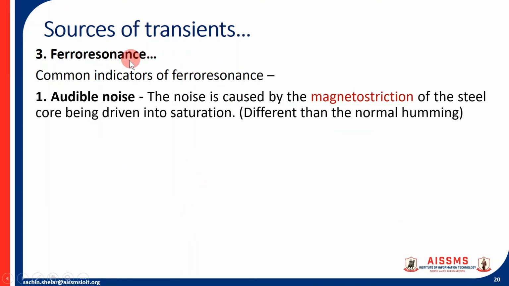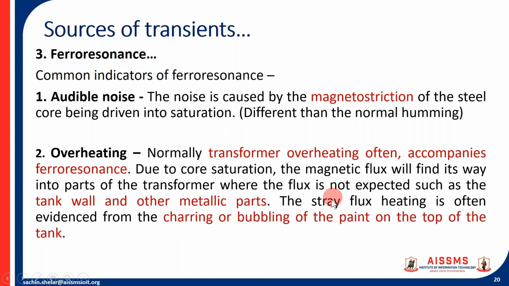There are certain indicators of ferroresonance. First is audible noise. The noise is caused by the magnetostriction of the steel, where the iron steel is magnetized in a different direction due to the AC waveform, so it goes from one side to another side. That's why there is a physical movement, and that is called magnetostriction. The steel core is driven into saturation. Please note this is different from normal humming. The normal humming is there, and then humming due to magnetostriction from ferroresonance is there. One can distinguish it by listening to the noise.